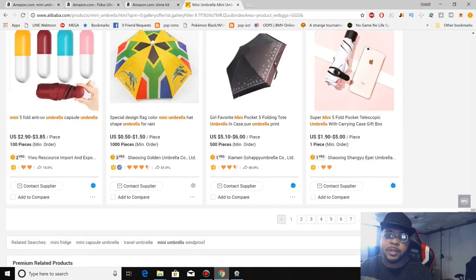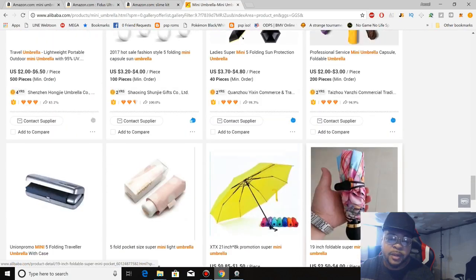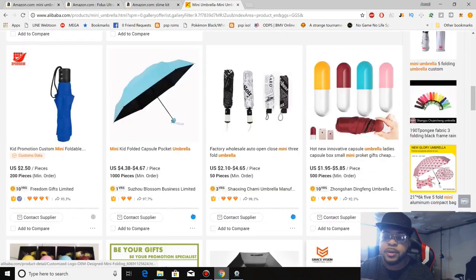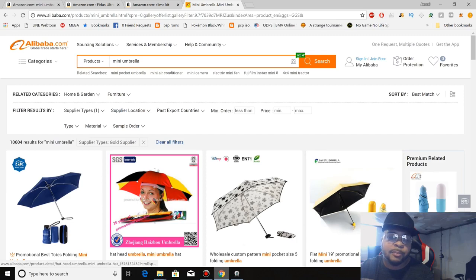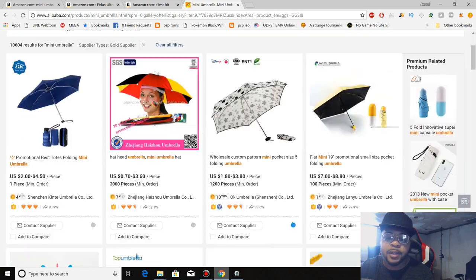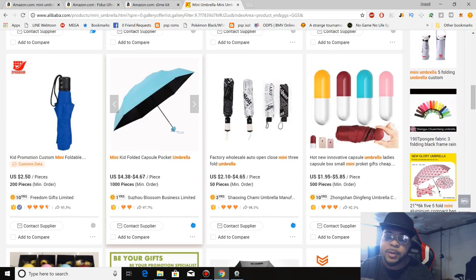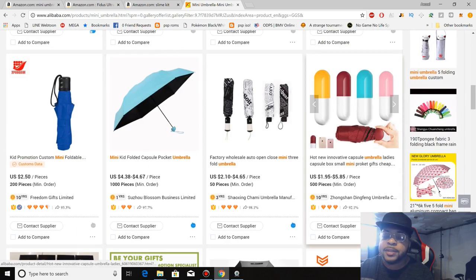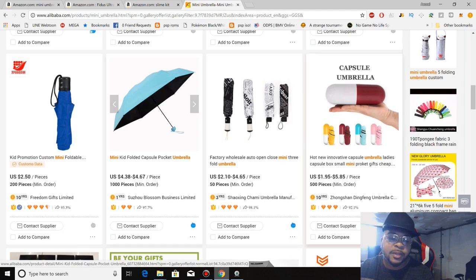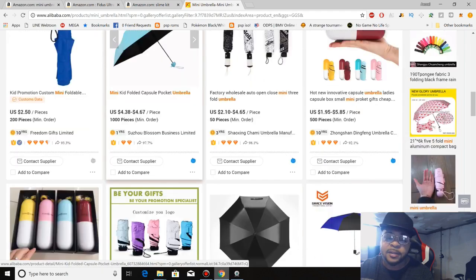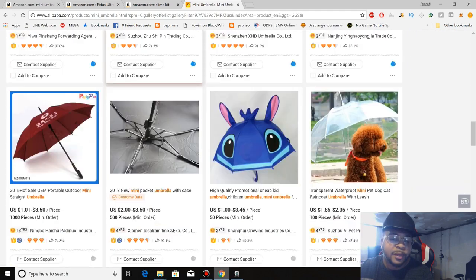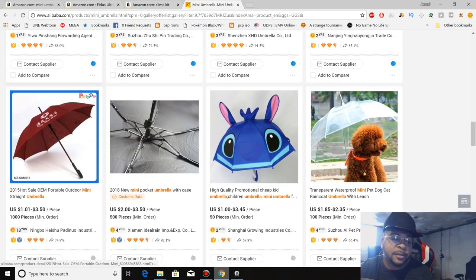So another thing that we do, and another thing that we're going to do, is we're going to go here to Alibaba, and what you would do is you would go and search up that product. So I typed in mini umbrella here. What we see here is that you can verify that everyone is using the same pictures. They're using the same hands, the same pictures. Everyone's using the same exact pictures. They're literally lifting the pictures from Alibaba and putting them onto their listing.